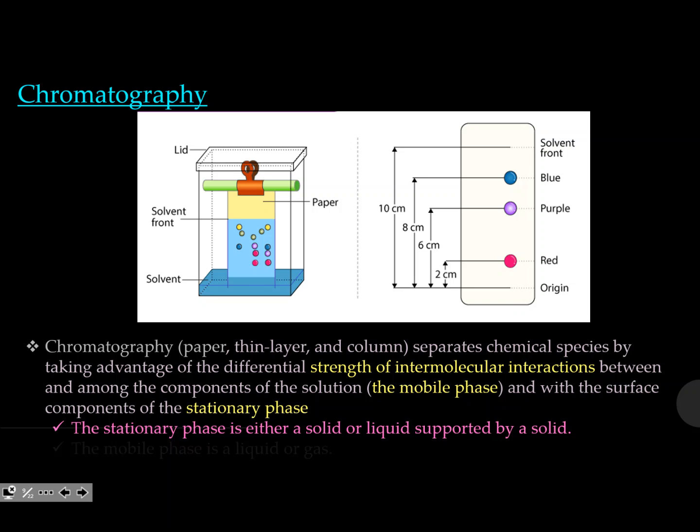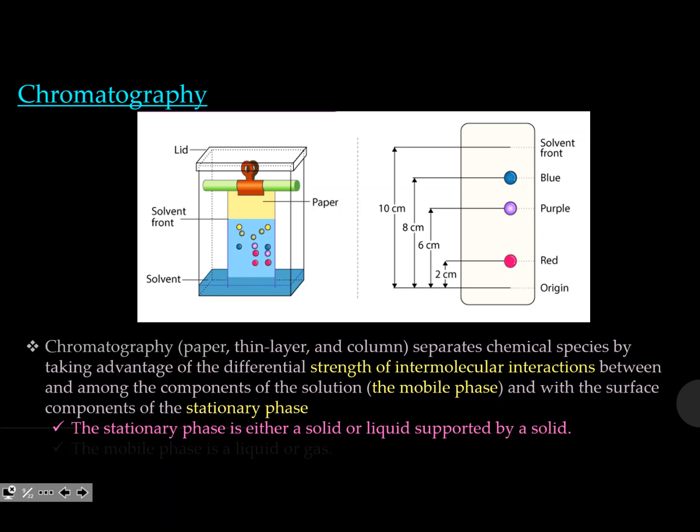So, you have the mobile phase. That's the one that moves. You also have a stationary phase, obviously, that remains stationary and doesn't move. The stationary phase is either a solid or a liquid supported by a solid. So really, the stationary phase is mostly going to be solids, and in some cases the liquid used is supported, attached to a solid component.